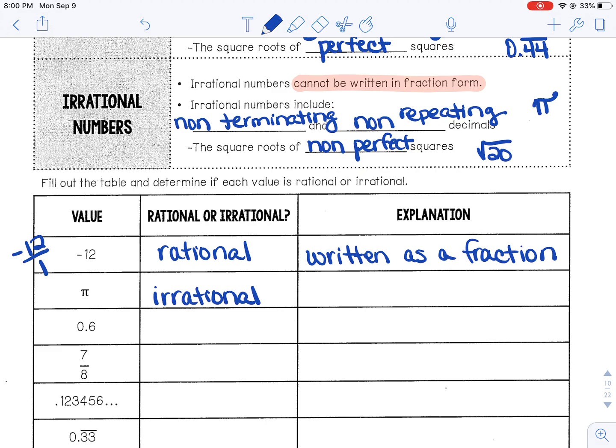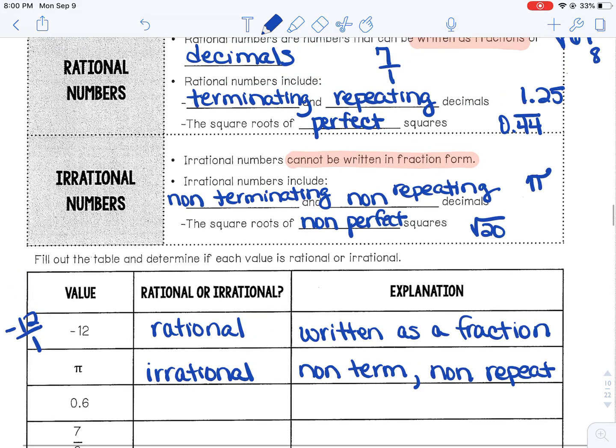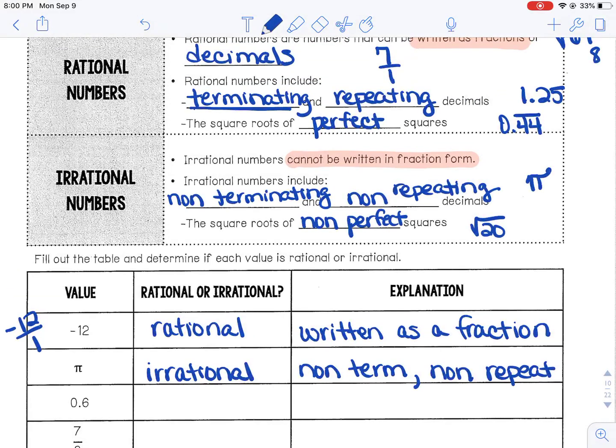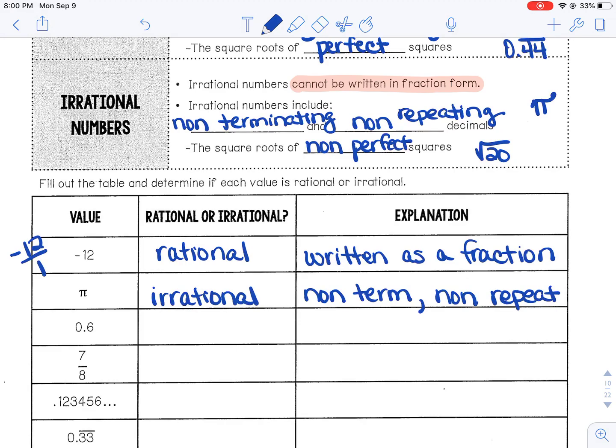And I'm going to abbreviate a little bit because in decimal form it is non-terminating and non-repeating. It has to meet both of those criteria for it to be irrational. The next one is 0.6. That is a decimal, and that decimal does terminate. Look right here. After the 6, there's no other numbers, so that is a terminating decimal. Terminating decimals are what kind of numbers? They are rational.